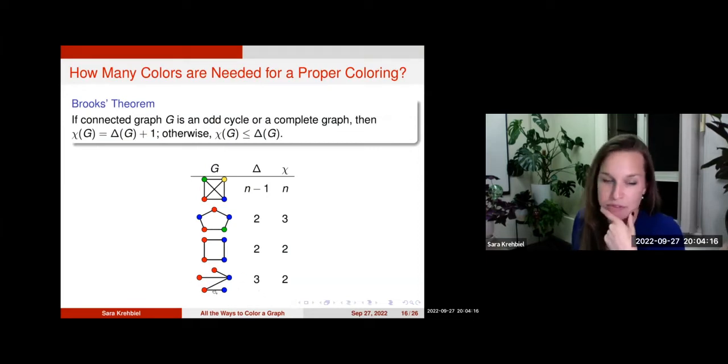So here's an example of a graph that isn't a cycle or a complete graph or a path. If I look at each of these vertices, I can see that this one that I'm hovering over here has degree 3, and that's the most number of neighbors any vertex has. But I can also see that I was able to color this graph using only 2 colors. So that's where this inequality comes into play. So exactly 3 colors is enough, but I might be able to get away with less than that. So any questions about Brooks' theorem?